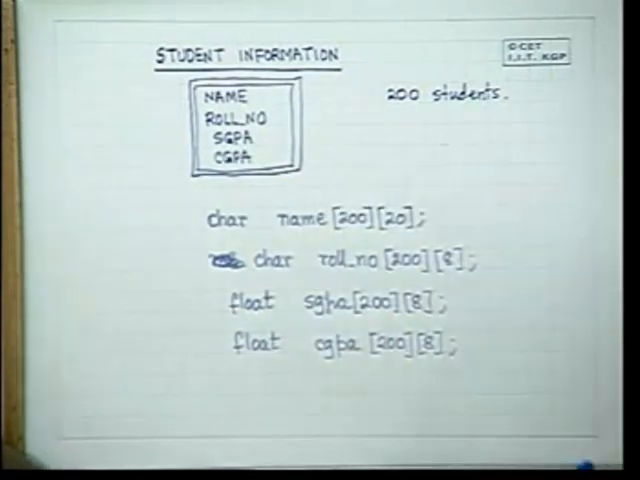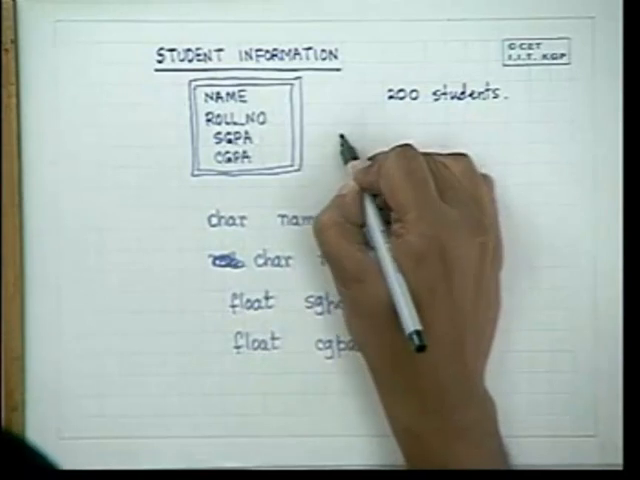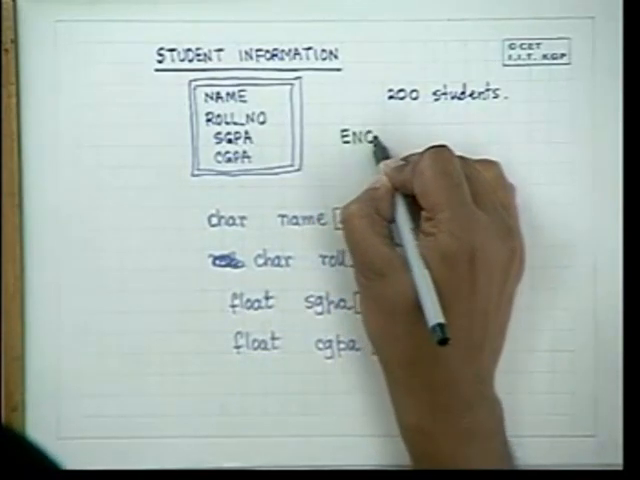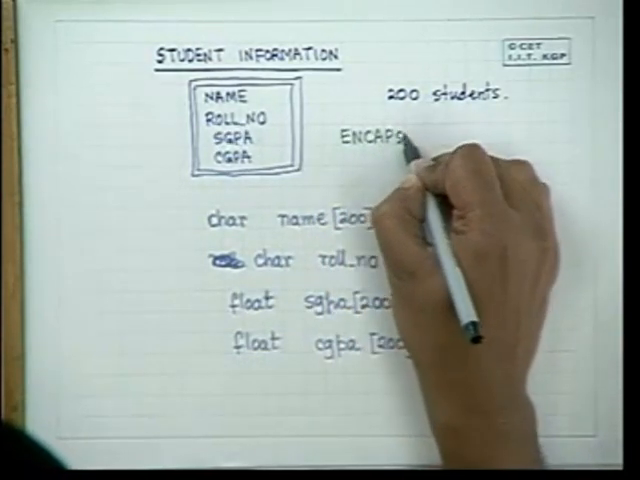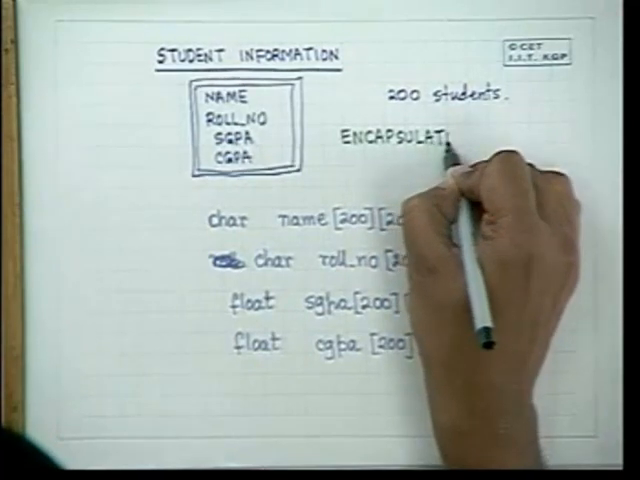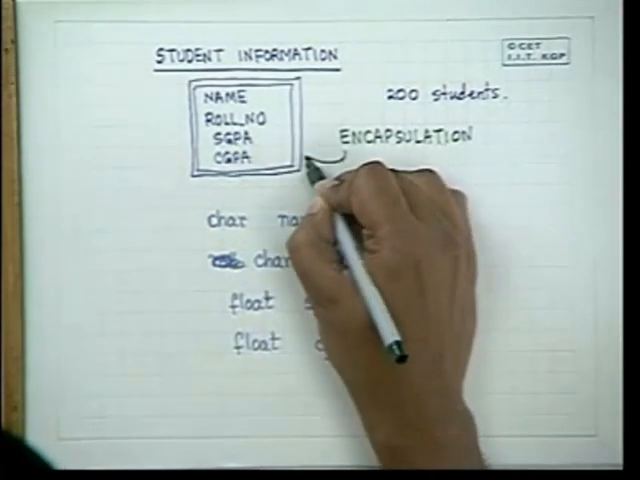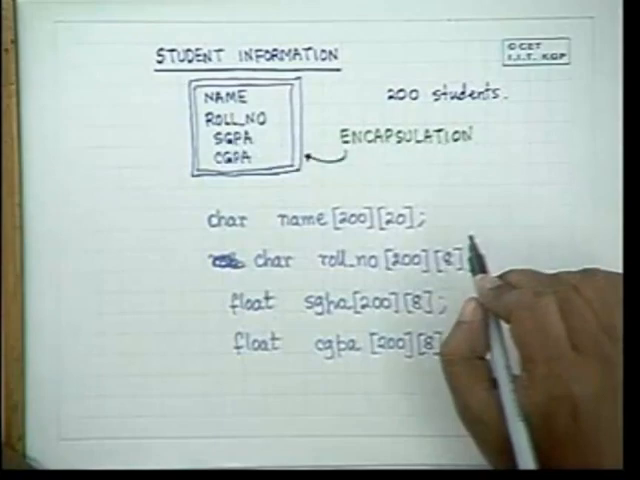This sort of structuring has got a name, and this name is called encapsulation, data encapsulation. We would like to put all this data in one capsule or one model.